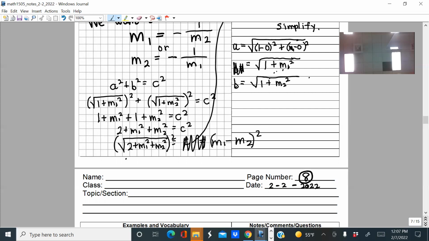Now, this side is easy to square because what happens? The square root just disappears, right? What happens on this side? This is a little bit harder though. So can y'all do this for me? You've got to multiply this out. So what happens when you multiply out M1 minus M2, squared? Well, let's see. What's M1 times M1? That's M1 squared. M1 times minus M2, that's just M1 times minus M2.